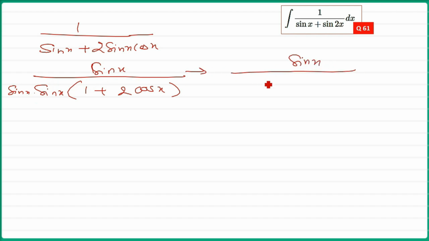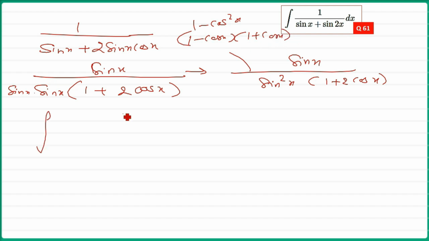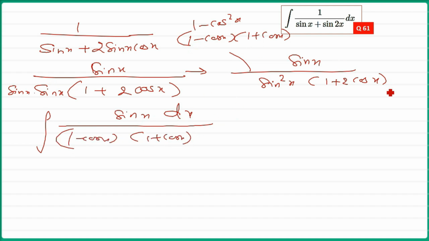Sin square x will be 1 minus cos square x, you can write. And 1 minus cos square x can be written as (1 minus cos x)(1 plus cos x). 1 plus 2 cos x is already there. So this sin square x is an important concept. How did we come up until here? This sin x is already upstairs with the dx. In the denominator we have all cos x. So (1 minus cos x)(1 plus cos x), and then followed by 1 plus 2 cos x.